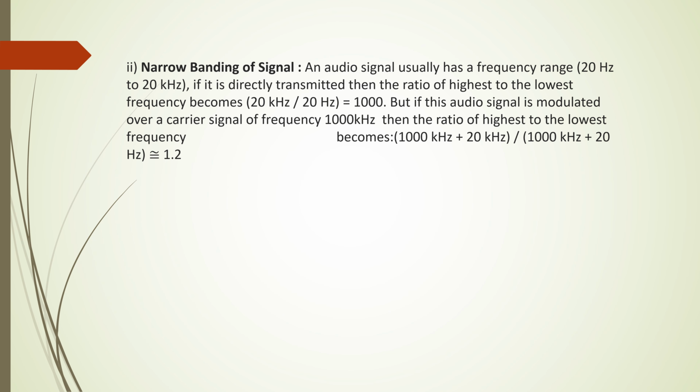Point number 3, narrow banding of signal. An audio signal usually has a frequency range of 20 Hz to 20 kHz. If it is directly transmitted, then the ratio of the highest to the lowest frequency becomes 1000. But if this audio signal is modulated over a carrier signal of frequency 1000 kHz, then the ratio of the highest to the lowest frequency becomes 1.02.